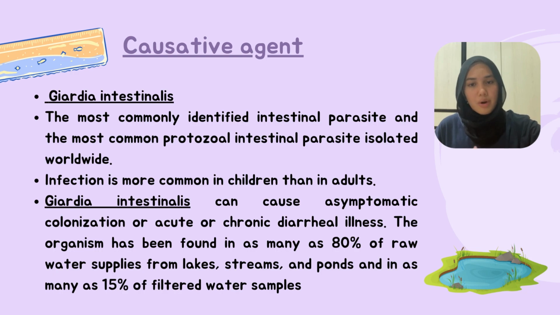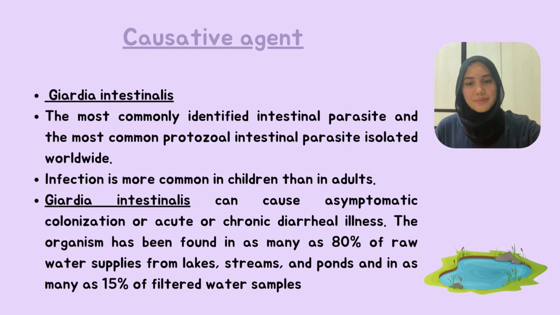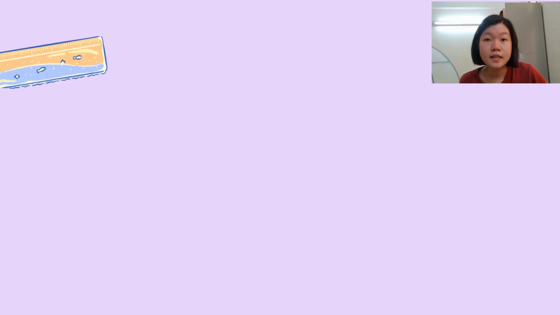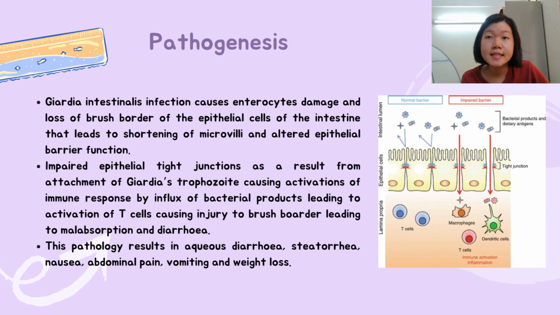The organism has been found in as many as 80% of raw water supplies from lakes, streams, and ponds, and in as many as 15% of filtered water samples. Next is the route of infections. So these infections can spread through person to person or through contaminated water, food surfaces, or objects. And the most common way people get sick is by swallowing contaminated drinking water or recreational water, for example lakes, rivers, or pools.